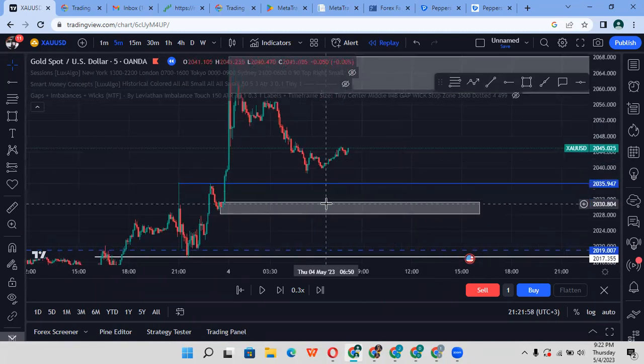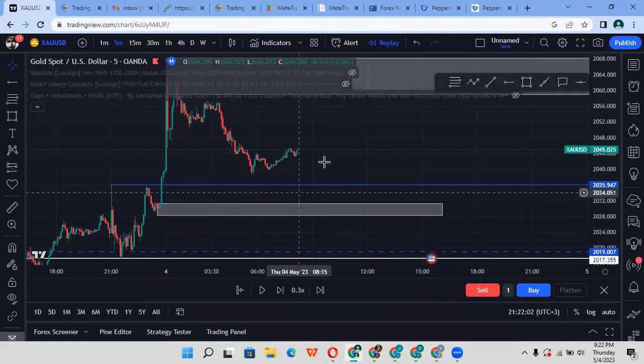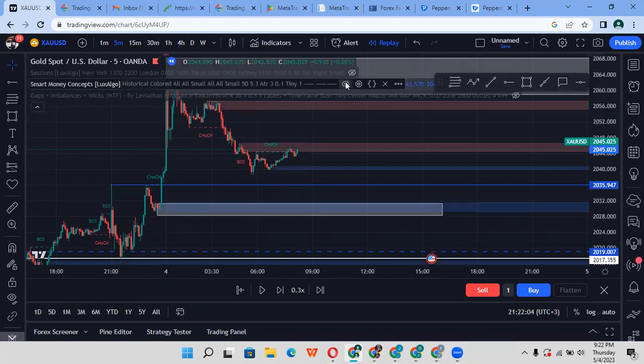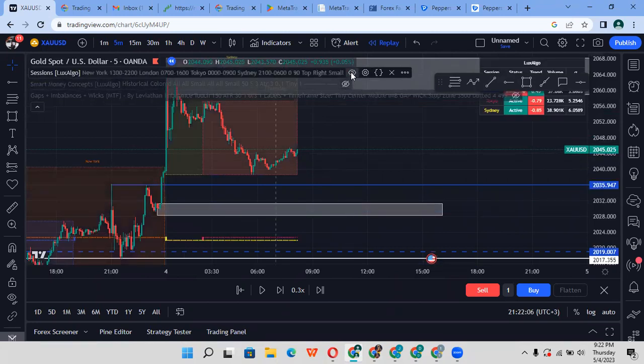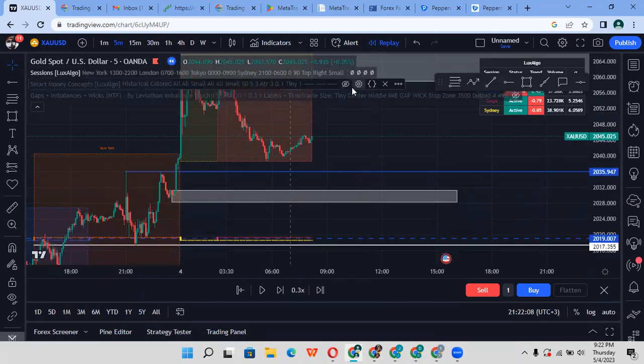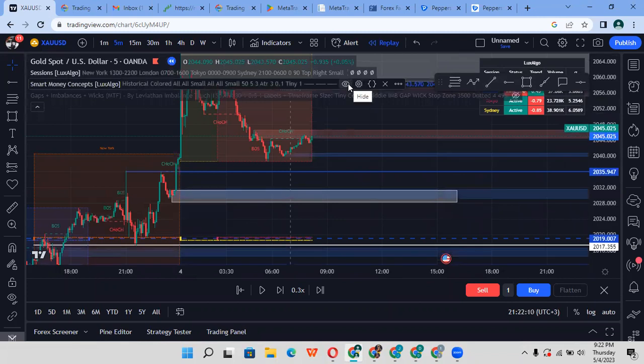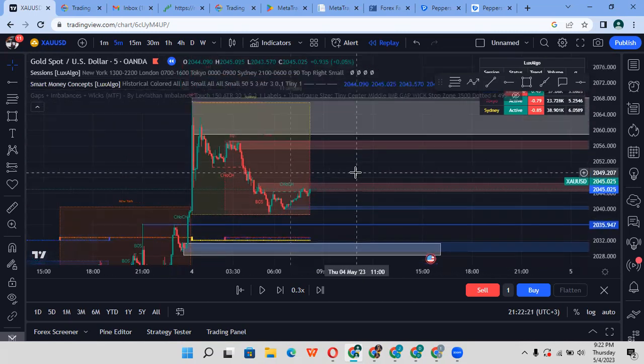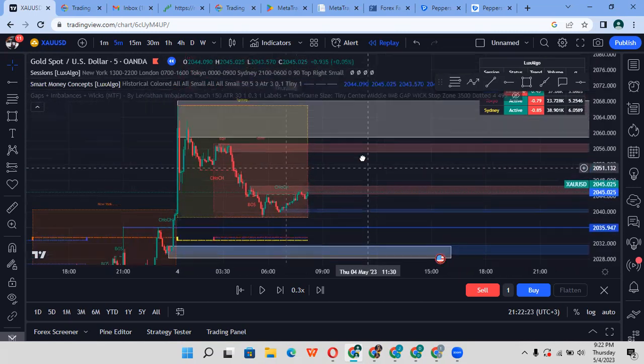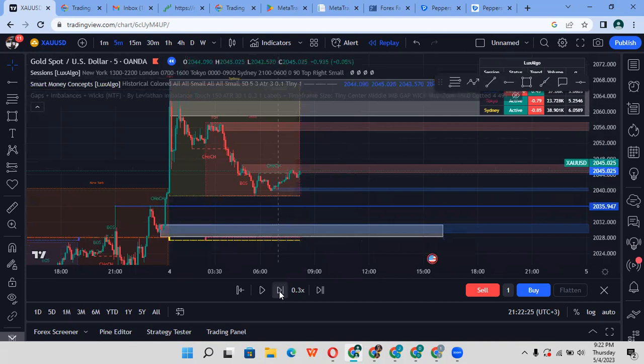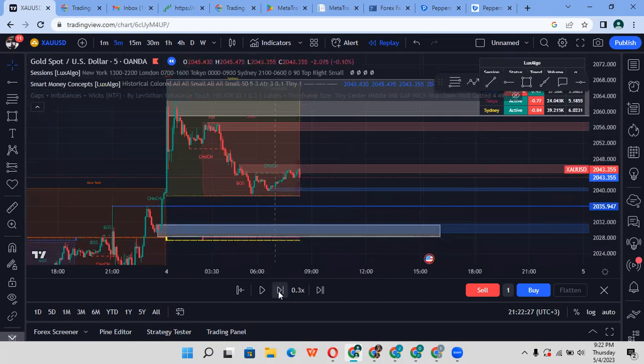So this will be a very strong level to be looking at buys, but that will really be dependent on what the New York session does. I also have an indicator here that helps me draw strong supply and demand levels that I'm taking a look at to take my trades. This one has really helped me a lot. So I'll just activate it.